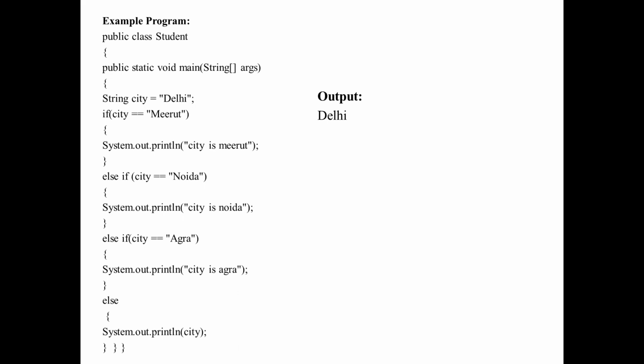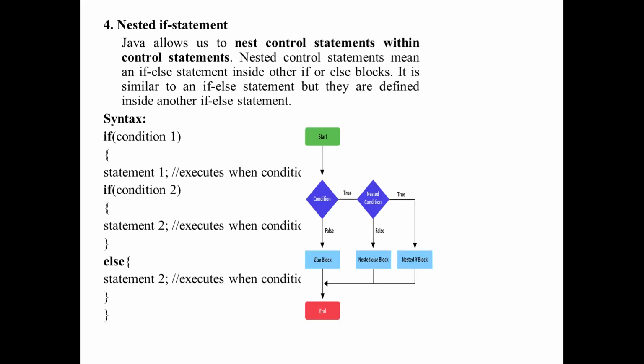This is wrong, so next it checks Noida. This is also not executed. Another one, city is Agra, that also fails. So the if part and the else if parts all fail. In the last part, no condition is given, but whatever city we have assigned should be printed as given in System.out.println, so it prints the city, Delhi. So this is the if else if ladder.